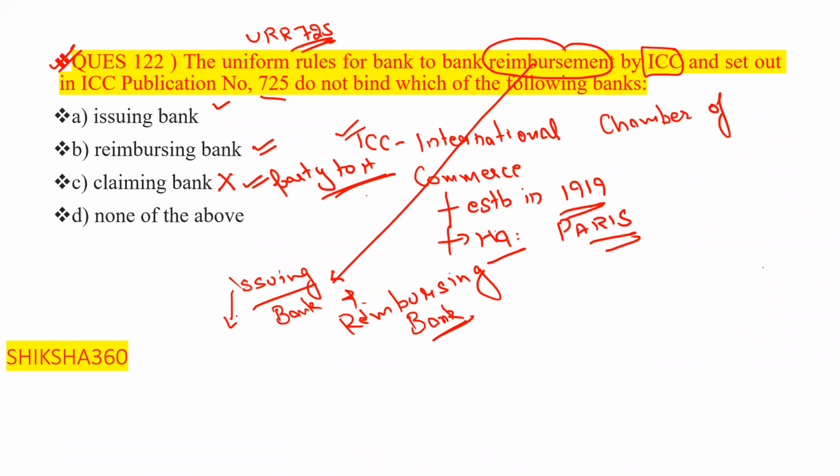So what is the issuing bank? The bank that has issued the letter of credit. Clear? And the reimbursing bank is the bank that accepted the reimbursement authorization instructions from the issuing bank. Clear? And there is no role of the claiming bank under that. So this one is our answer.